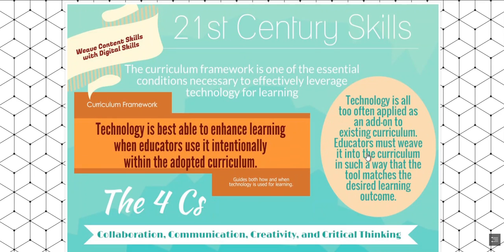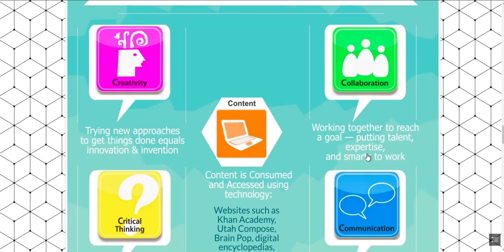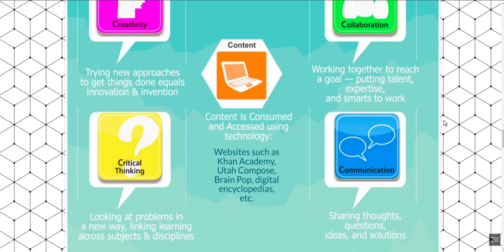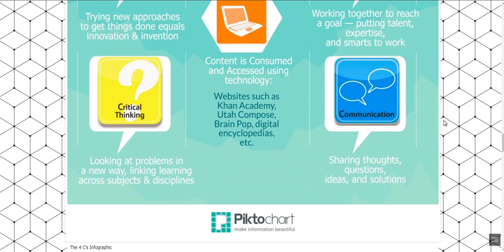So for us, we want to look at the 4 C's: collaboration, communication, creativity, and critical thinking. So trying new approaches to get things done equals innovation and invention, working together to reach a goal, putting talent, expertise, and smarts to work, looking at problems in new ways, linking learning across subjects and disciplines, sharing thoughts, questions, and ideas. These are the things that are going to help us in our 21st century learning.